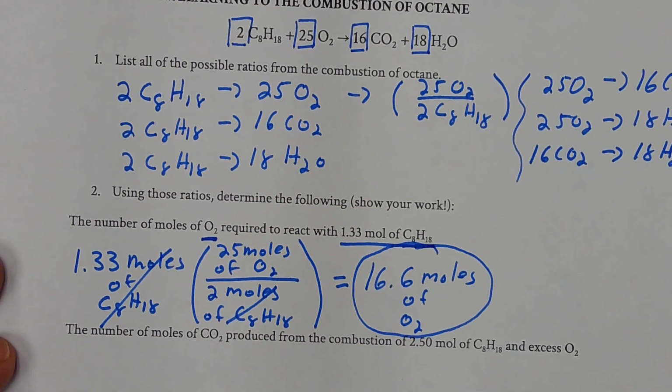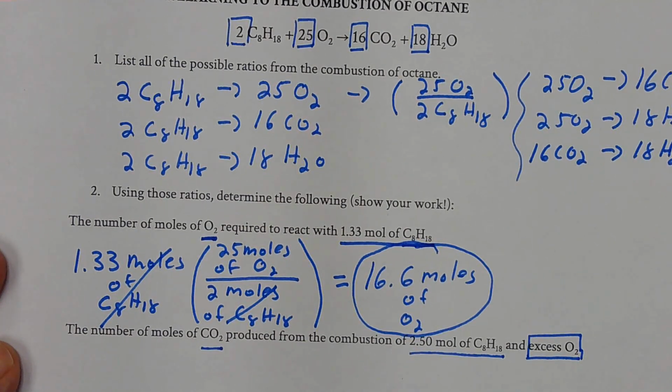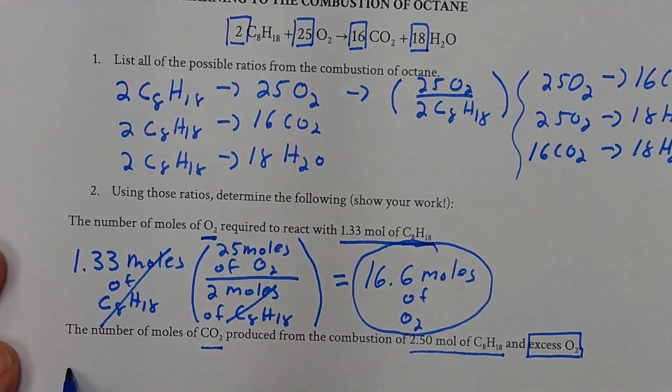Okay, so let's do another one. For the next one, we have CO2, that's what we're trying to figure out, and we're burning, again, the C8H18. Now, you see this term excess O2 over here. For this problem, that doesn't really matter. It just means we have extra O2. But we're not concerned about that because we're concerned about the octane, the C8H18, and the CO2. So I'm starting with 2.5 moles of C8H18.